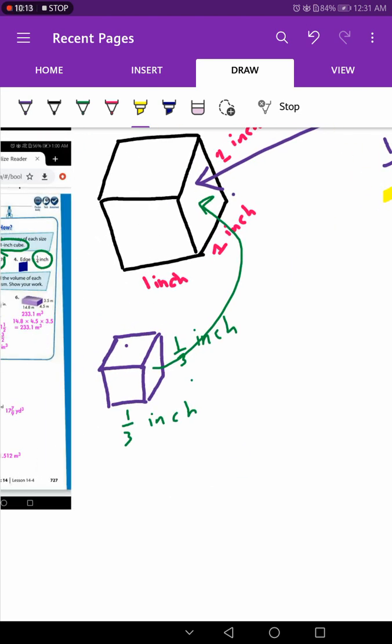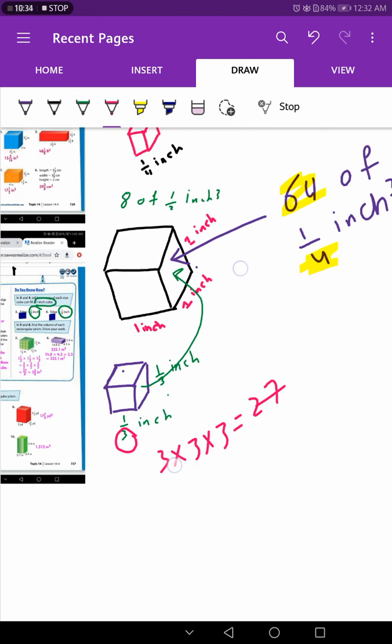How do I get 27 here? How do I know there are 27 cubes of 1 over 3 inch in a 1 inch cube? By multiplying 3 times 3 times 3, which equals 27.